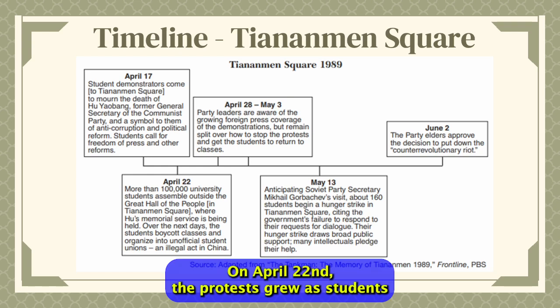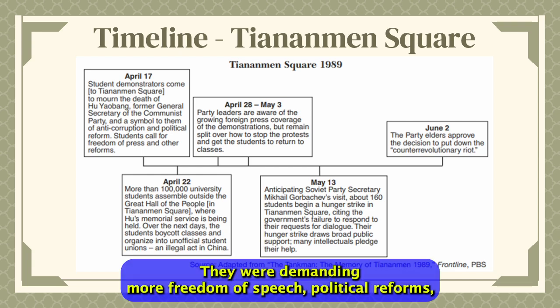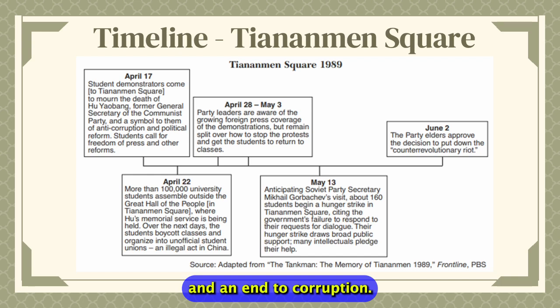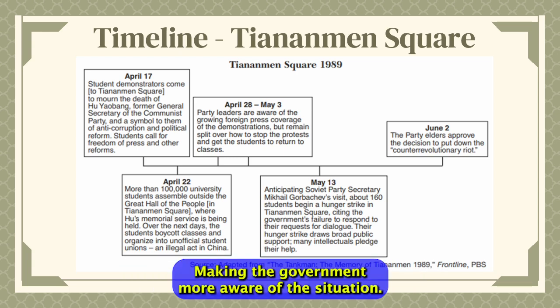On April 22nd, the protests grew as students began to boycott their classes and form student unions. They were demanding more freedom of speech, political reforms, and an end to corruption. The movement quickly gained attention, and press coverage of the protests spread, making the government more aware of the situation.